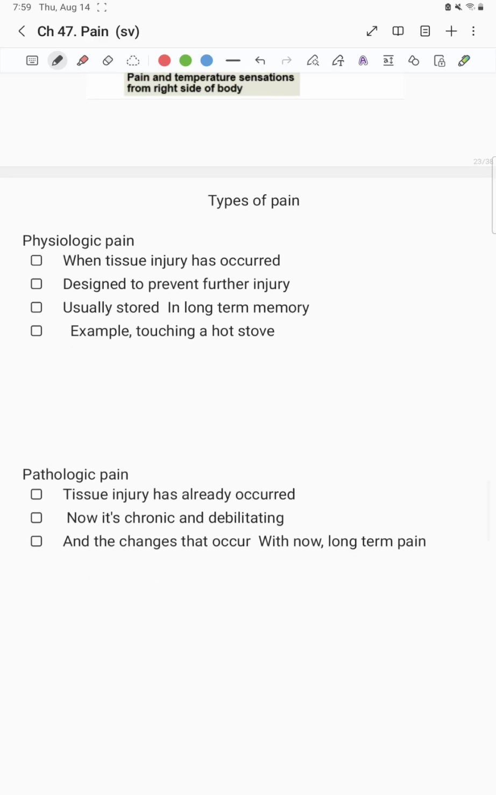Okay, types of pain. There is physiologic pain. This is when tissue injury has occurred and it's designed to prevent further injury. And then it's stored in long-term memory. So an example would be touching a hot stove. If you've never touched one before, or let's say get burned, well, now you know what it feels like, and that's stored in as memory.